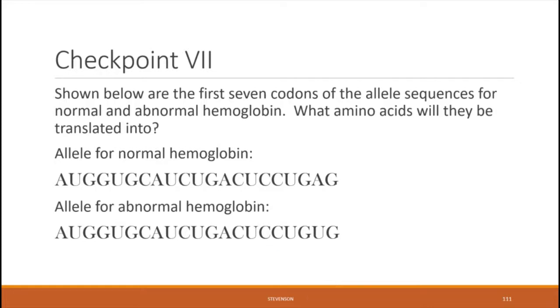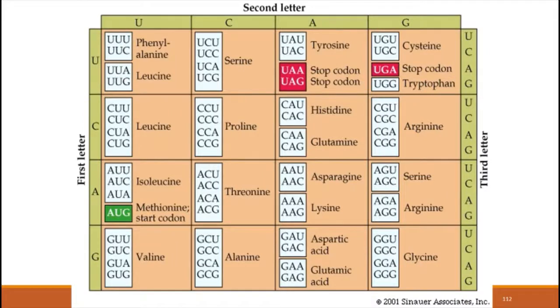So what I want you to do in this checkpoint is translate for me both the sequence of amino acids for the normal, healthy hemoglobin protein and the sequence of amino acids for the abnormal, diseased hemoglobin protein. So write down these two sequences, divide them up into sets of three letters, and then use the codon table to come up with the sequence.